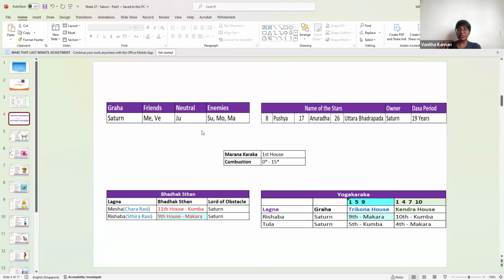Then come to the combustion, 0 to 15 degrees. When Saturn is near the Sun within the degrees of 0 to 15 degrees, then Saturn becomes combusted. That is super good for everybody.